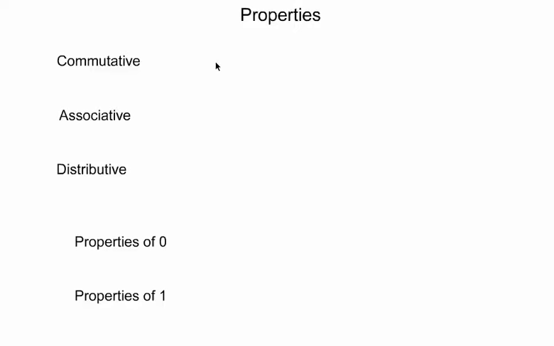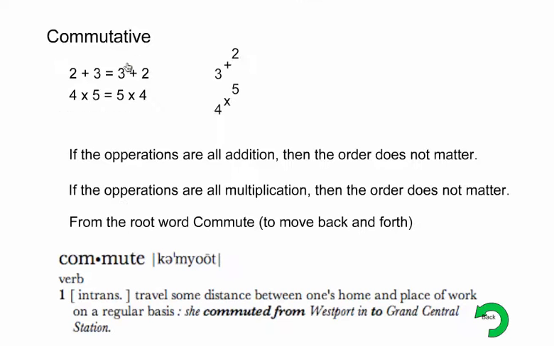Properties. All right, we're going to look at the commutative, associative, and distributive laws first. So commutative. Notice how the 2 and the 3 are flipping around, and the 4 and the 5 are flipping back and forth like that. That tells us that the numbers can switch places without changing the value. Notice that 2 plus 3 is equal to 3 plus 2, and 4 times 5 is equal to 5 times 4. So this is the commutative law.